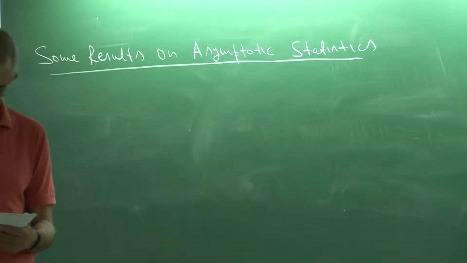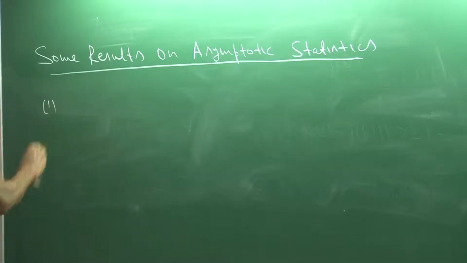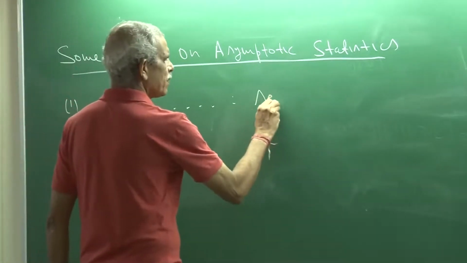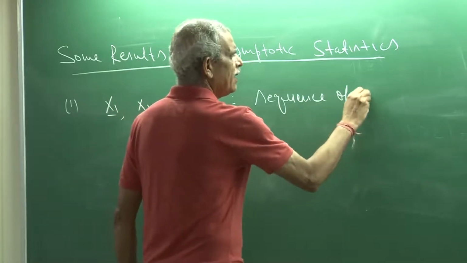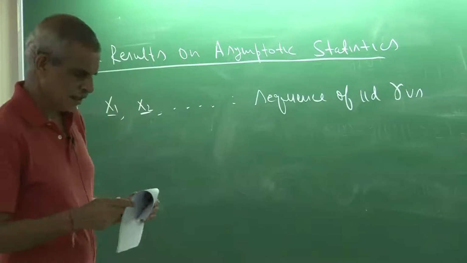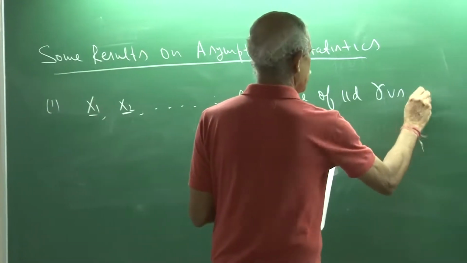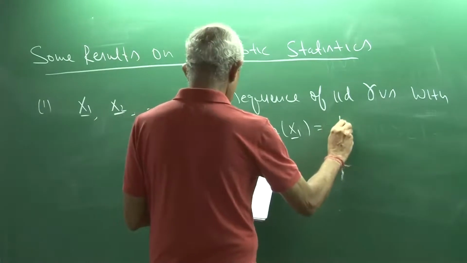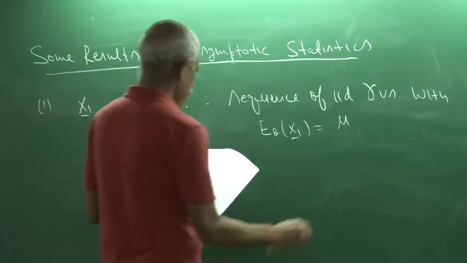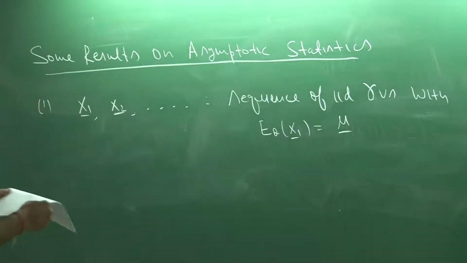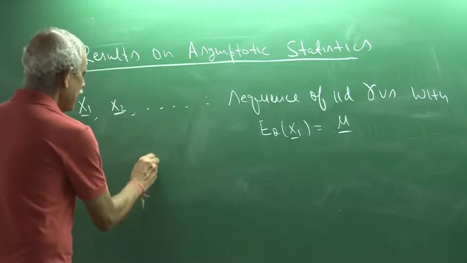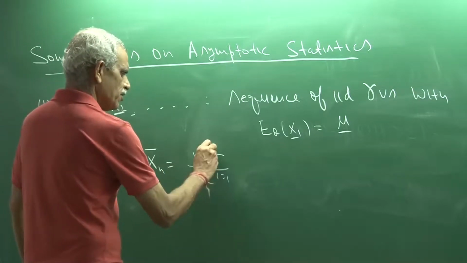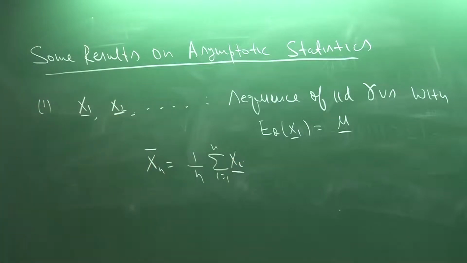So the first result which I do is about the strong law of large numbers. x1, x2, ... is a sequence of IID random variables with expected value of x1 as mu, which could be a vector, and I define my x bar n, the vector of sample means, as 1 upon n summation i equal to 1 to n xi. So it is a vector of sample means.